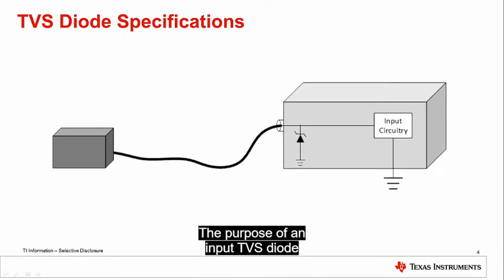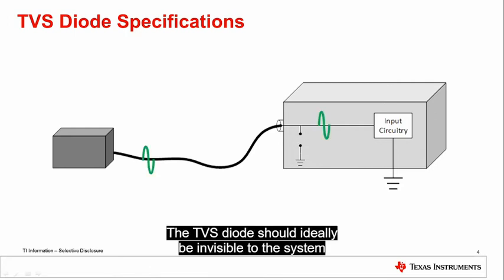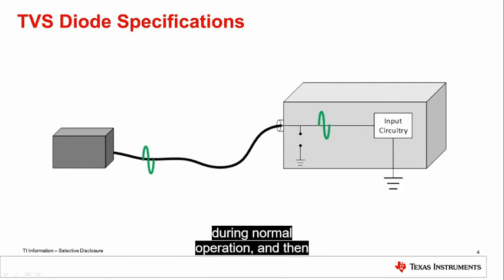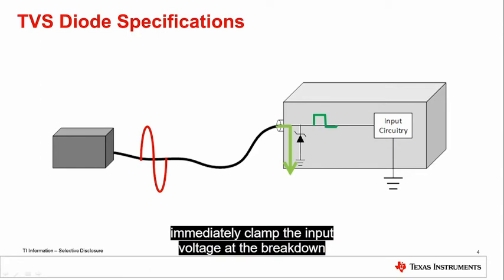The purpose of an input TVS diode is to shunt excess current to ground during a surge. The TVS diode should ideally be invisible to the system during normal operation and then immediately clamp the input voltage at the breakdown voltage during a fault. But unfortunately, all diodes have non-ideal limitations that must be accounted for.